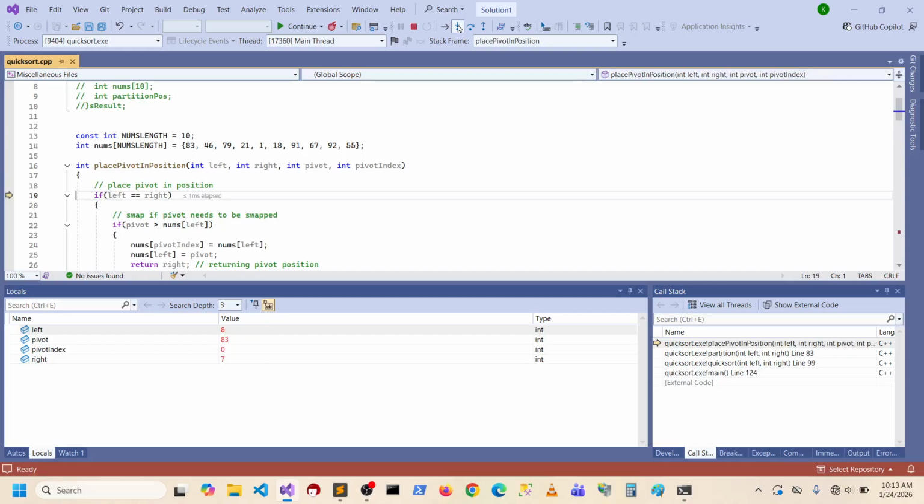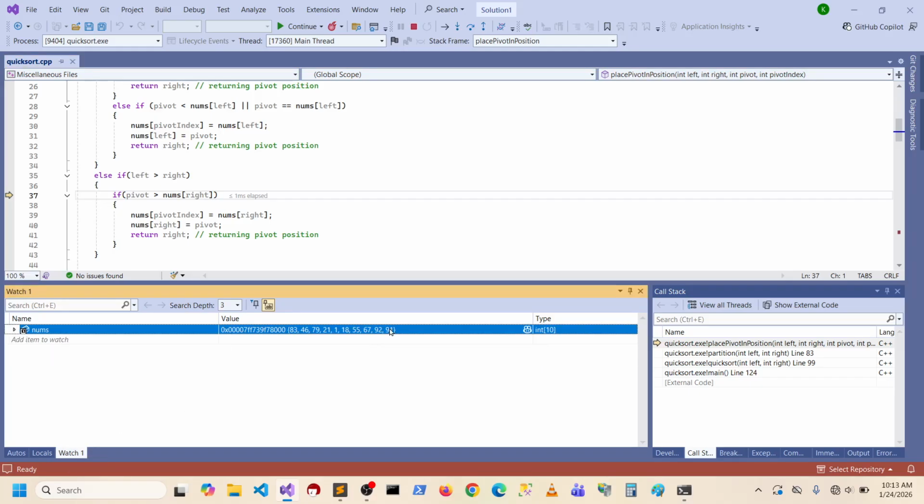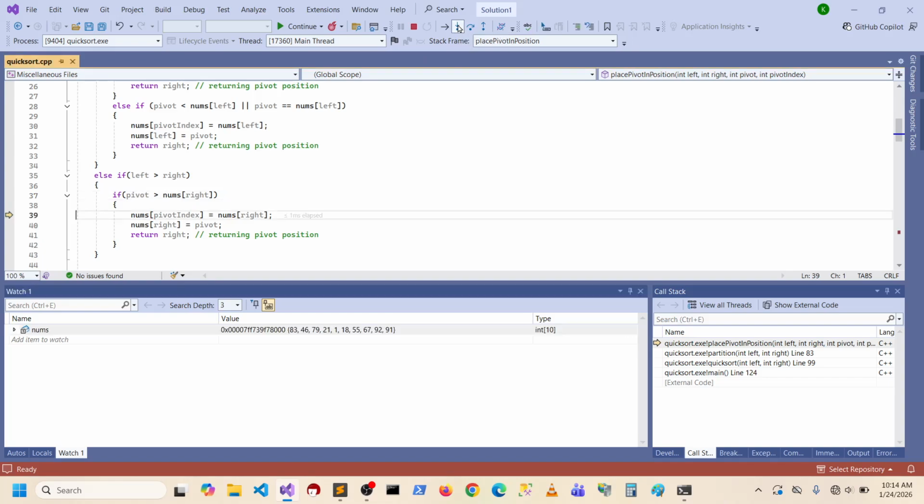So left is greater than right. Pivot is 83. Less than right, which is 7. It is less than that because that's 92, or 987. Oh, no. Is that right? Is 7 987, so 67? Pivot is 83. Yeah, so that's not... oh yeah, it is. It's greater than that. So swap.